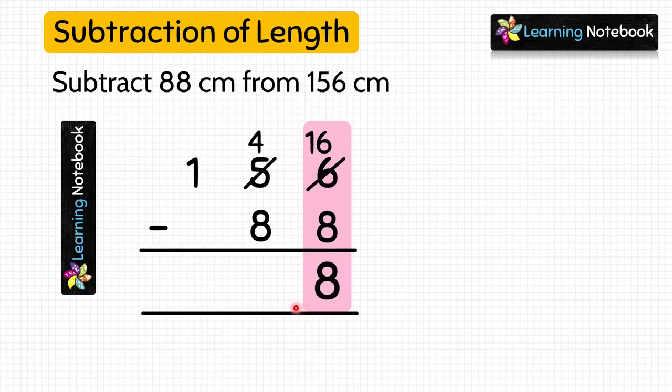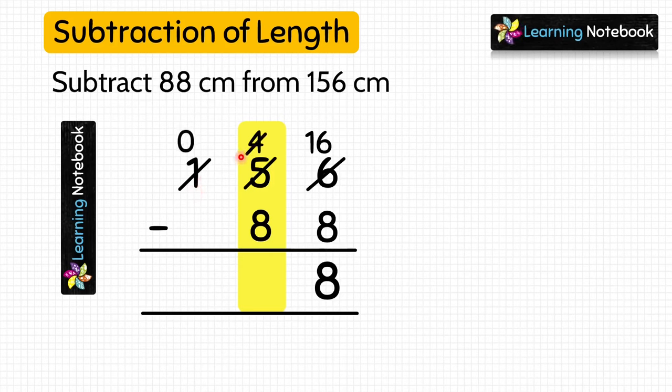Now let's subtract the digits at 10's place, but again 4 is weaker than 8. So 4 borrows from its neighbor 1. So 1 becomes 0 and 4 becomes 14. Now we can subtract. So 14 minus 8 equal to 6.